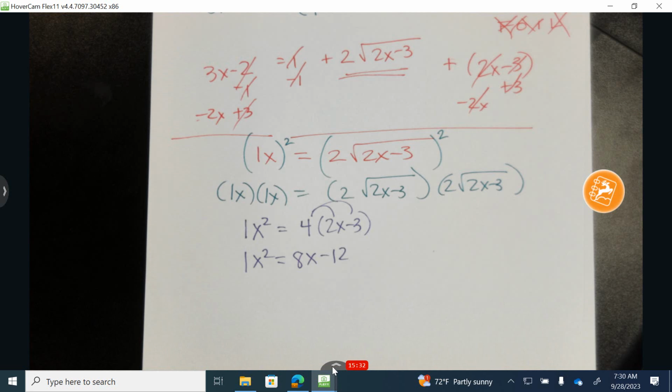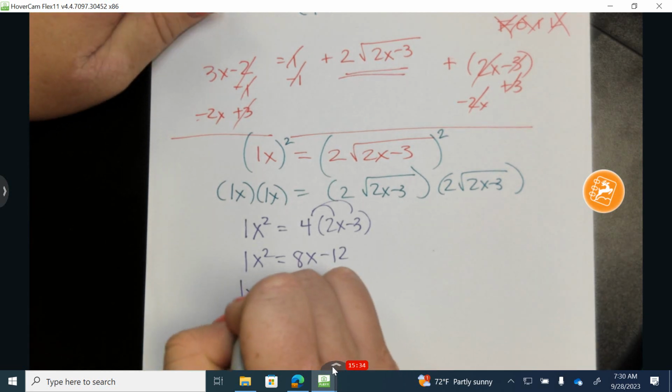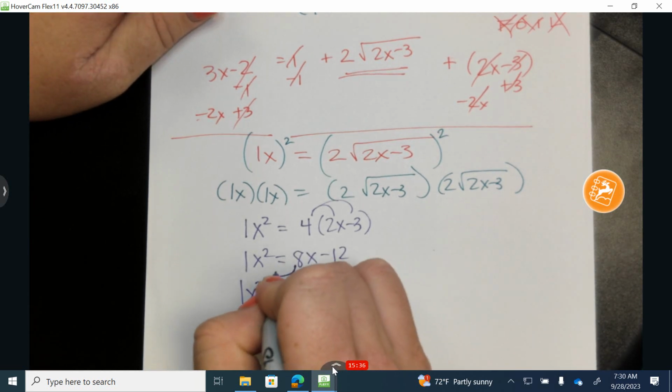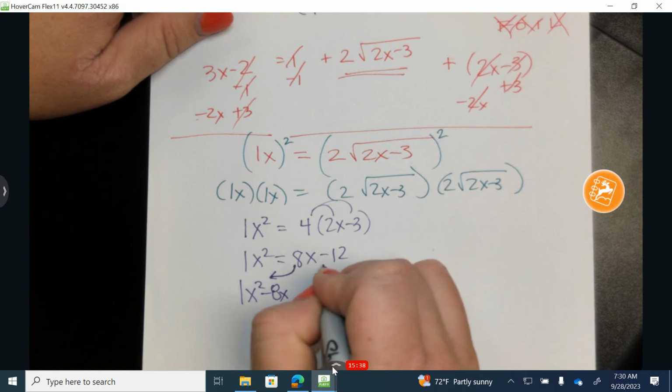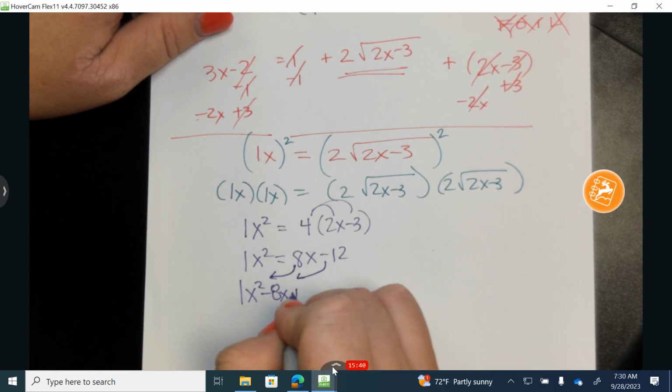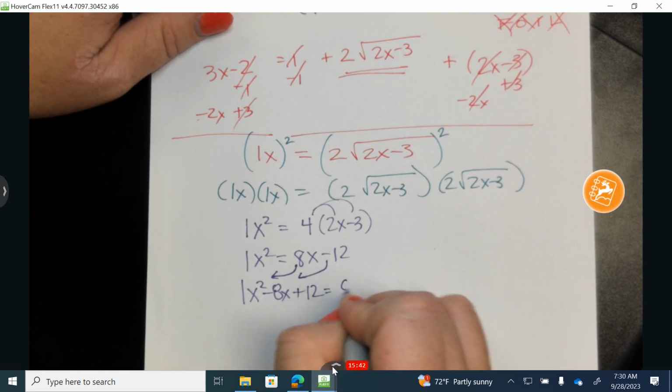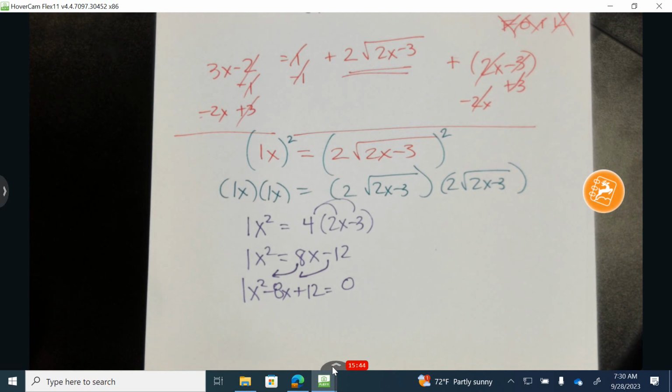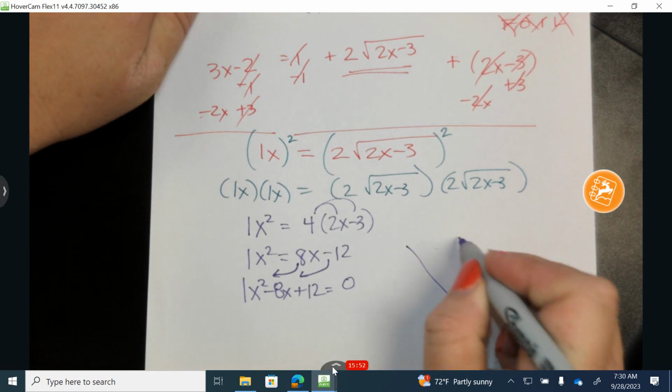And now I always suggest we move things to the side that has the x squared. So I'm going to be lazy here. Opposite of adding 8x is minusing 8x. Opposite of subtracting 12 is adding 12. I've moved these over. I have nothing left on the right-hand side. We sometimes can factor to solve, but it doesn't always work. We can always use the quadratic formula.